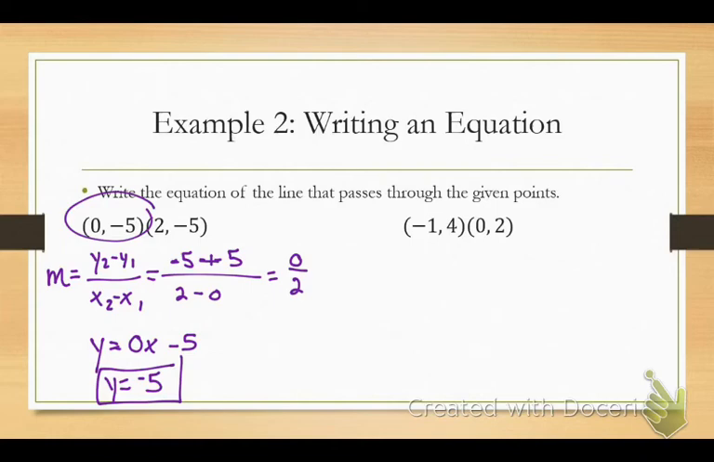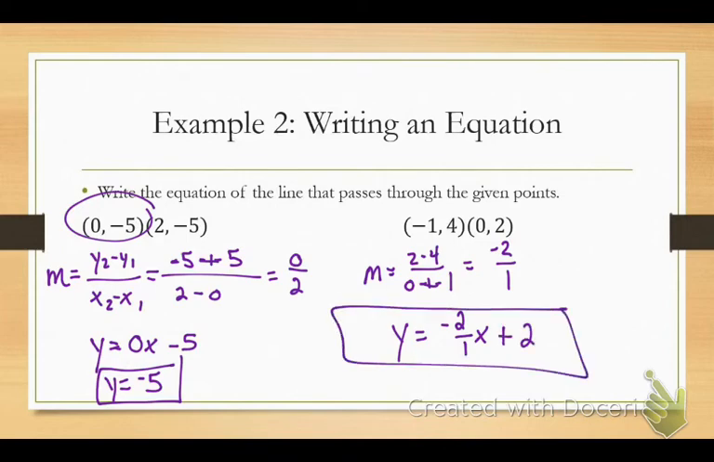So we did m equals 2 minus 4 over 0 minus negative 1, which changes to a plus. Negative 2 over 1, but that's not my answer. Say the equation with me. Y equals negative 2 over 1x plus 2. That's your equation. You've got to plug it back into slope-intercept.